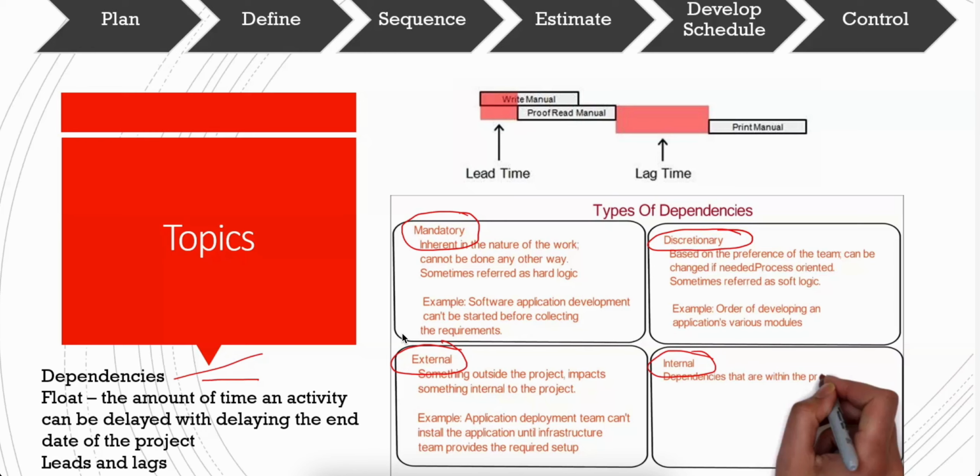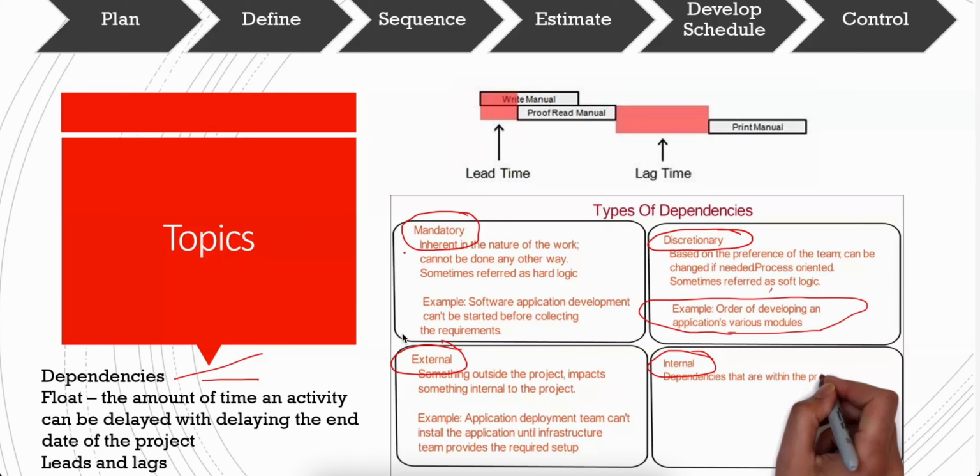Mandatory, discretionary can be changed, may or may not be used. So for example, the order of developing the various modules of an application. Again, here the order is not important. It's discretionary. It's needed, but it's discretionary. You can change it. So mandatory, you gotta have it. All right, so that's one concept that hopefully is clear.